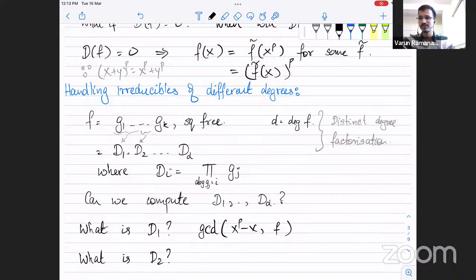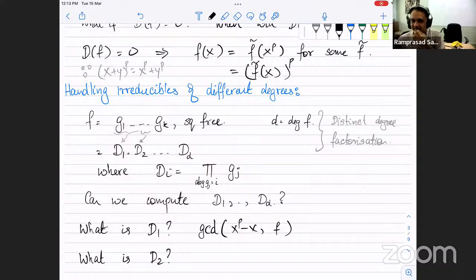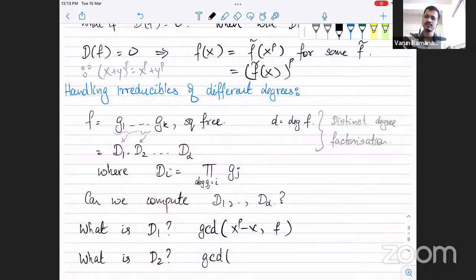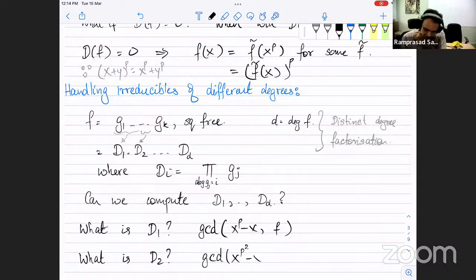Product of all degree 2 irreducibles. That's right. So what should that be? The most natural thing seems to be to look at the GCD of x^(p^2) minus x with f. But do I need to massage it to make it correct at this point?